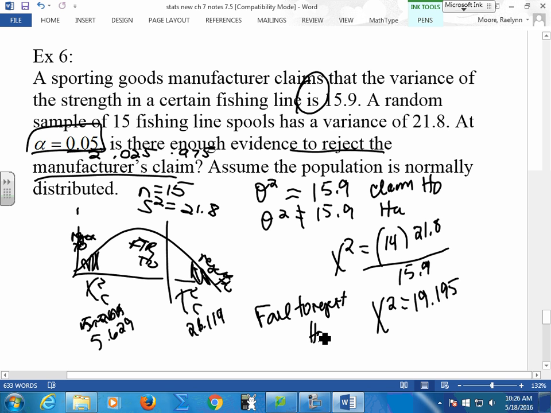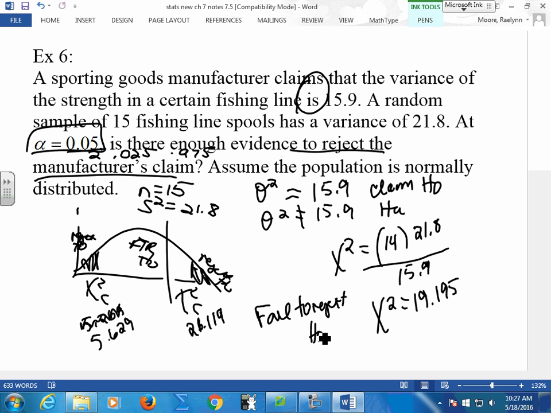That's my decision. Go back to your chart. My claim is my H0. I failed to reject H0, so there's not enough evidence at a level of significance of 0.05, give me the original 0.05, to reject the manufacturer's claim that the variance of the strength of a certain fishing line is 15.9. Good? It's as simple as that.